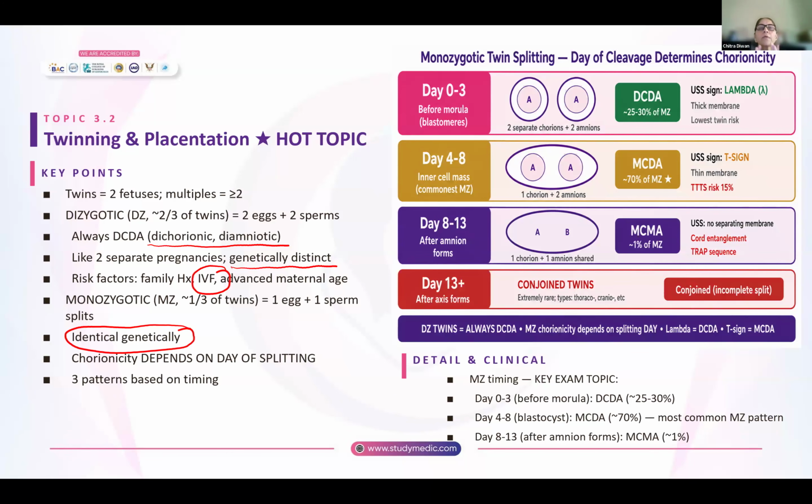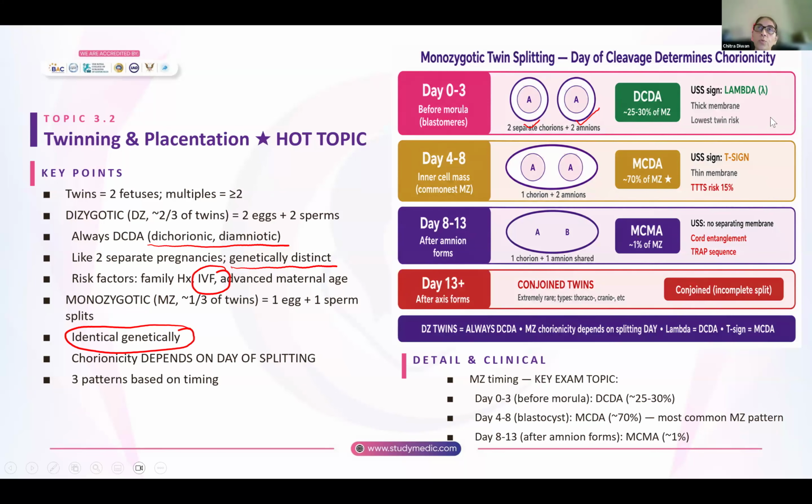So that is why if splitting occurs between day 0 to day 3, you get formation of two completely different pregnancies in a uterus with two separate chorions and two separate amnions. You get dichorionic diamniotic twins, but remember, these are monozygotic twins. They are not dizygotic. It is only because the splitting has occurred very early that you get formation of two placentae and two amnions. Now, DCDA twins are about 25 to 30% of monozygotic twins.